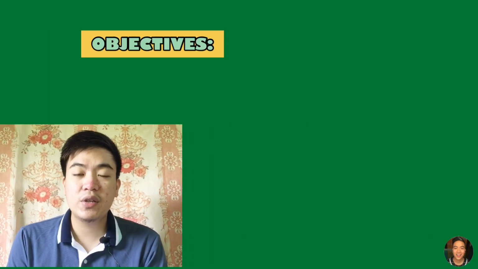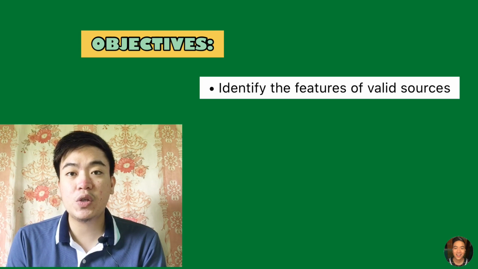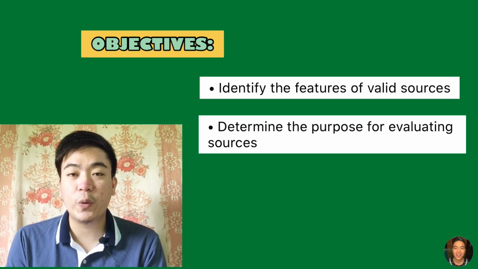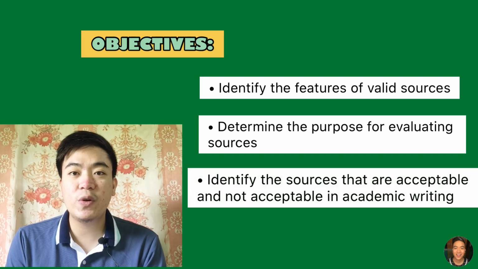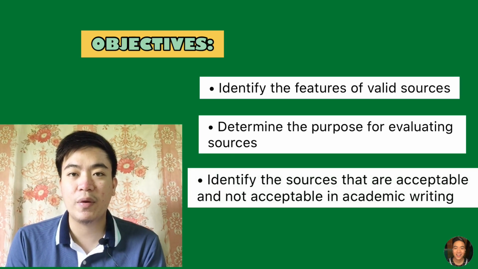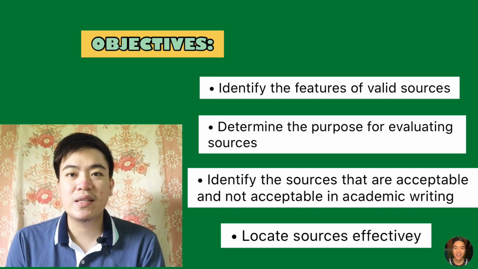At the end of the lesson, you should be able to identify the features of valid sources, determine the purpose of evaluating sources, identify sources that are acceptable and not acceptable in academic writing, and locate sources effectively.